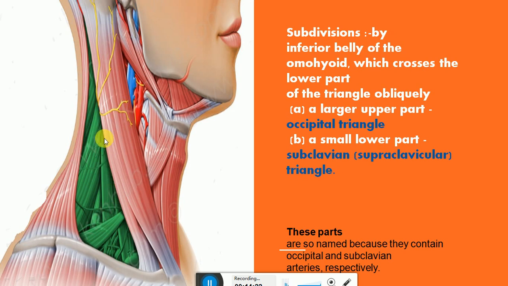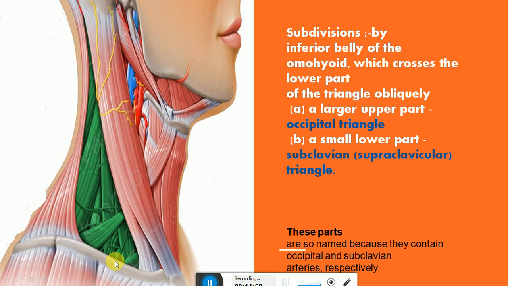You can see it has been formed by the posterior border of the sternocleidomastoid muscle, the anterior border of trapezius, and inferiorly what will be present? The inferior belly of omohyoid. And the triangular space present below this belly of omohyoid is called the supraclavicular triangle.